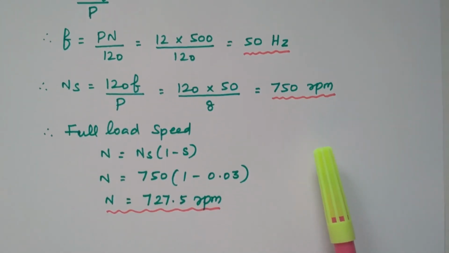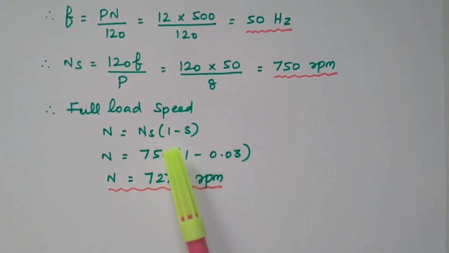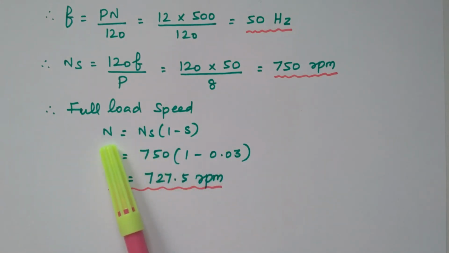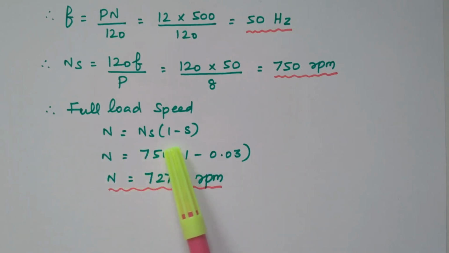So by using the data, we can find the full load speed. The full load speed in terms of slip is given by this formula, N equal to Ns into (1 minus s), because slip is already given and Ns is also calculated. So by using this formula, we can calculate the full load speed of the 3-phase induction motor. N equal to Ns into (1 minus s). Ns is 750, just now we calculated, into (1 minus the slip, given as 3%, that is 0.03). By simplifying this, we got N equal to 727.5 rpm. So we calculated the full load speed of the 3-phase induction motor.